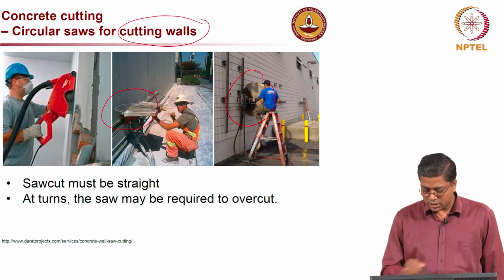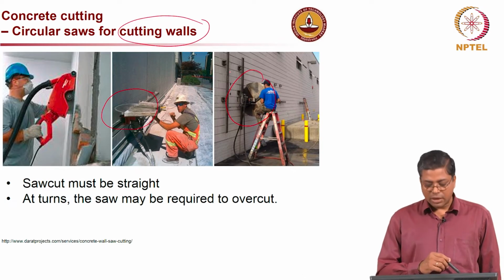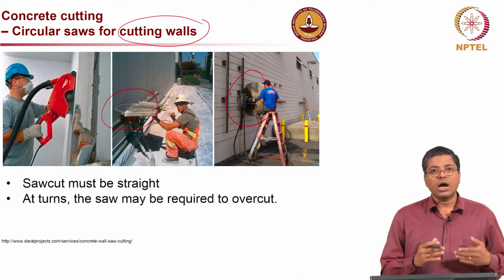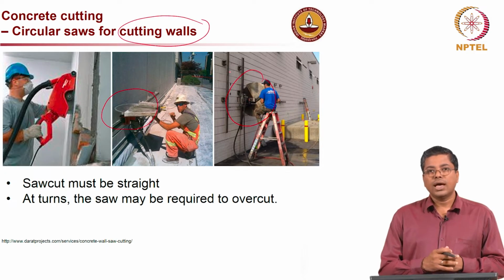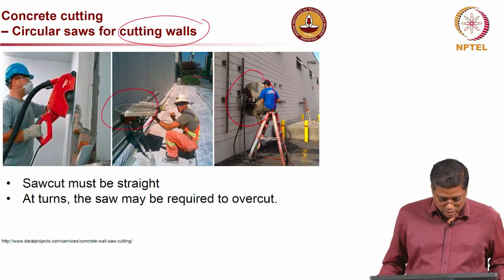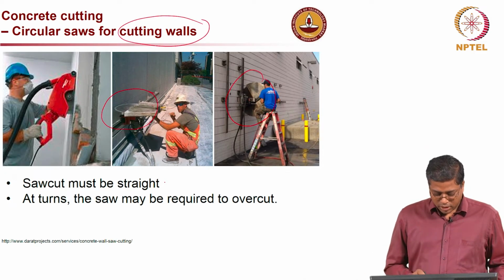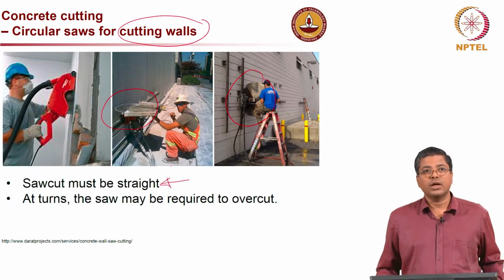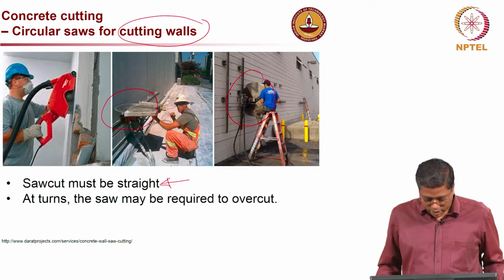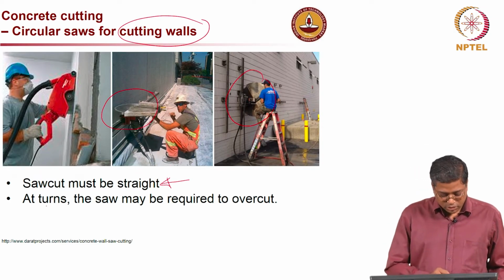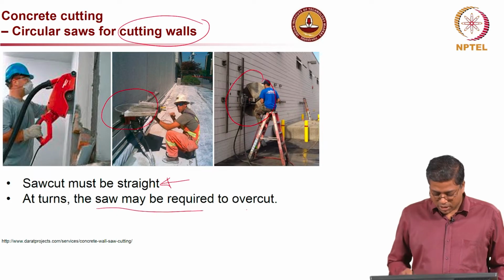Here also you can see the blade is very large in diameter. So, it depends how deep you want to go, and then how well defined you want your surface to be. Now, whatever cut we make should be straight, and if curvatures are required for the cut, then the saw may be required to overcut.